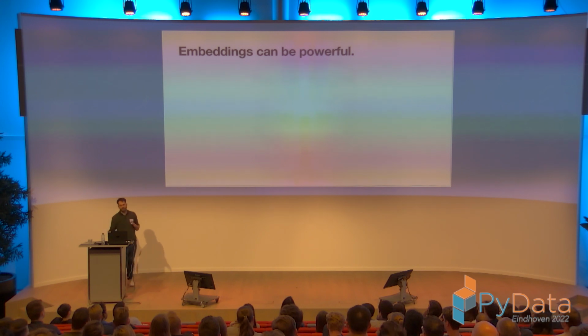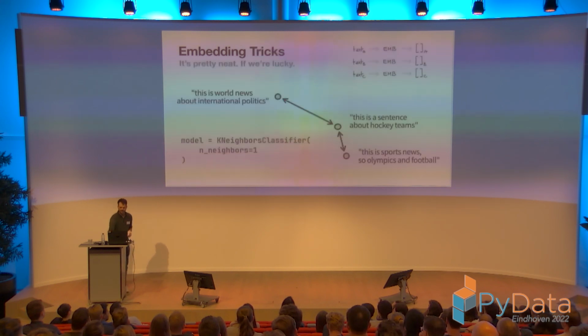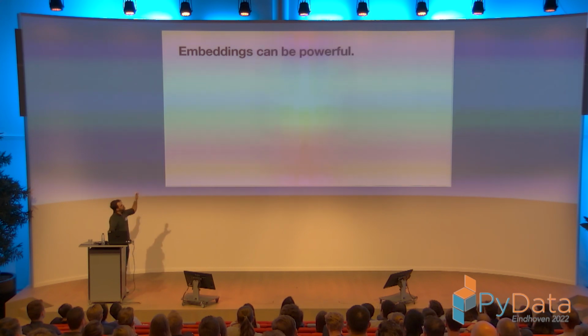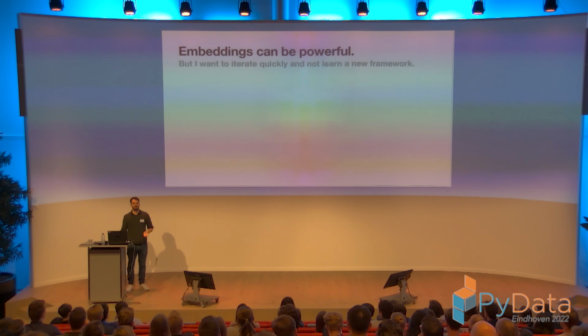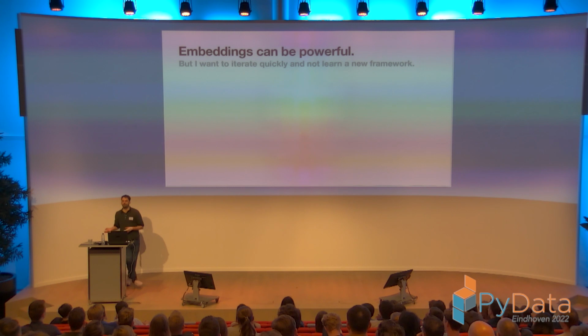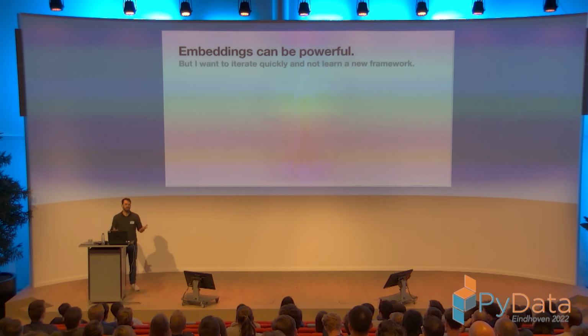So I hope that people are kind of excited about this. This is a cool little trick that you might be able to do. But even though these embeddings are pretty powerful, I do find myself in this situation where I really want to iterate quickly, and I'm not necessarily interested in learning a new framework whenever a new embedding comes out. So it's great that we have JAX, Keras, TensorFlow, and PyTorch, but if I want to try out the latest and greatest, I really don't want to learn a new framework just to give the new embedding a spin.